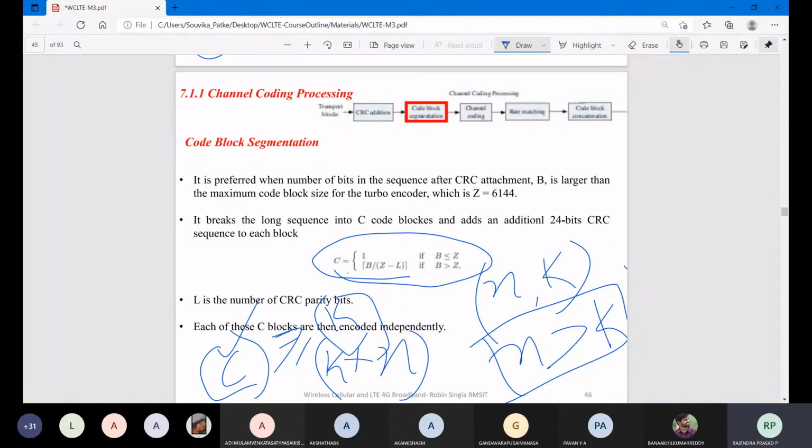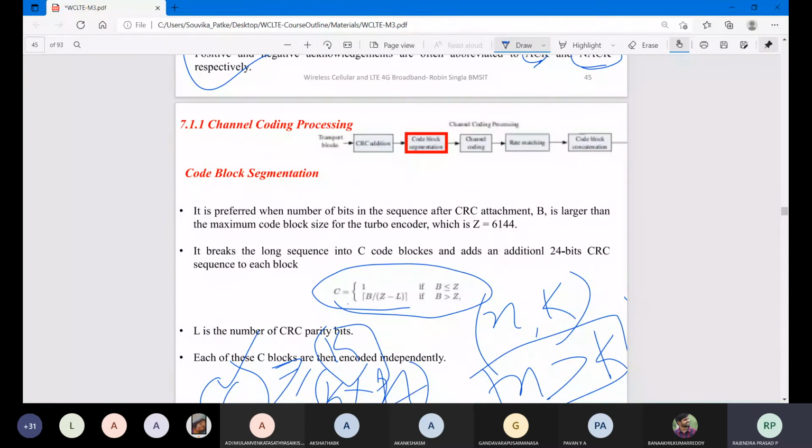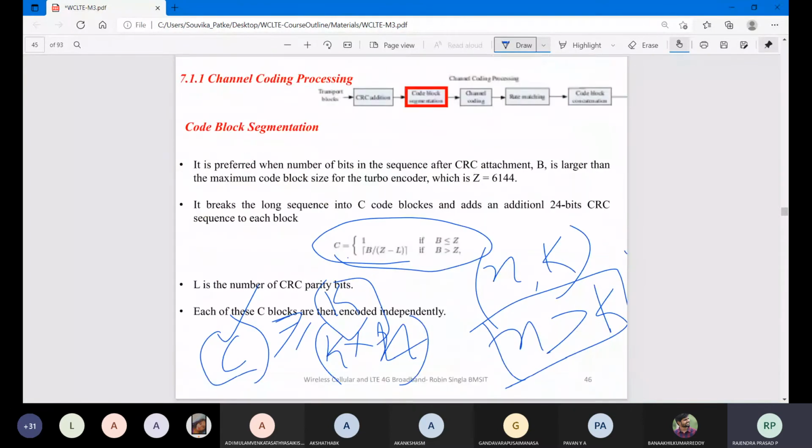It breaks the long sequence into C code blocks and adds an additional 24-bit CRC sequence to each block. L is the number of CRC parity check bits. We call this L plus K, not N plus K. Each of these code blocks is then encoded independently.